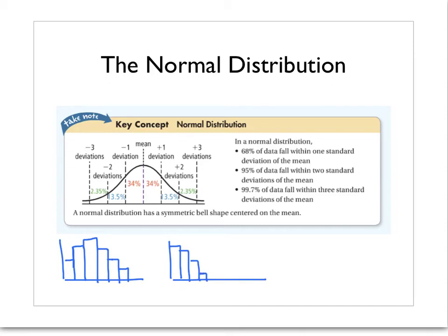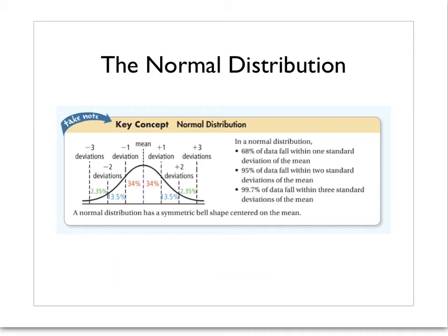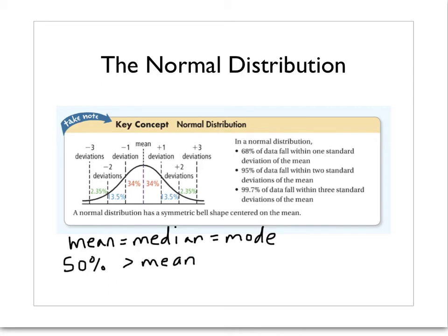The normal distribution gives you none of that. The normal distribution gives you a situation where your data is distributed kind of perfectly around the mean, and the mean is right there in the center. In a normal distribution, the mean, the median, and the mode are all the same value. So the mean is also the most common, and it's the central value in a normal distribution. In a normal distribution, 50% of the data is above the mean, and 50% of the data is below the mean.